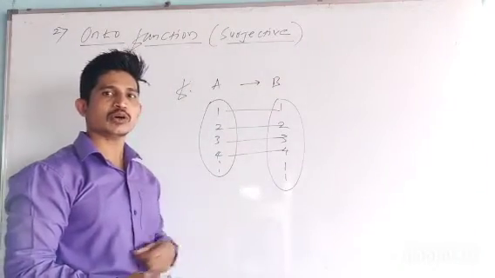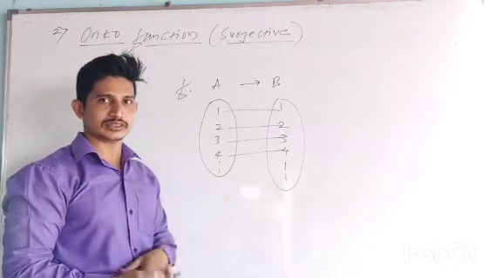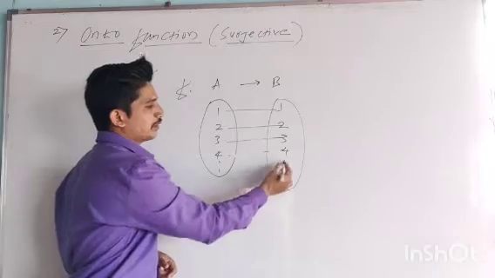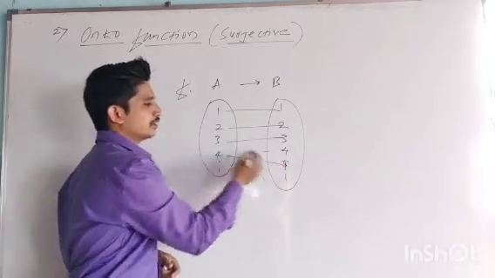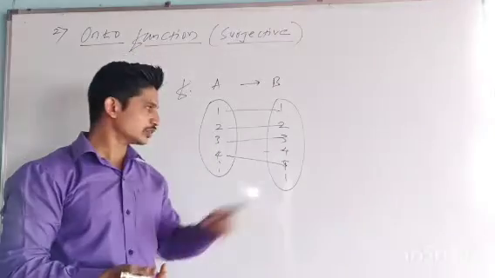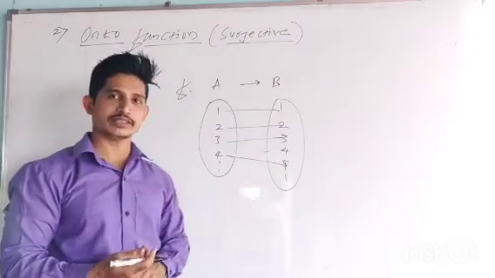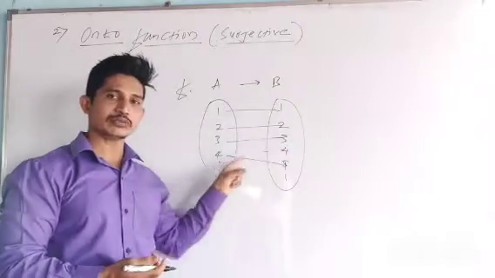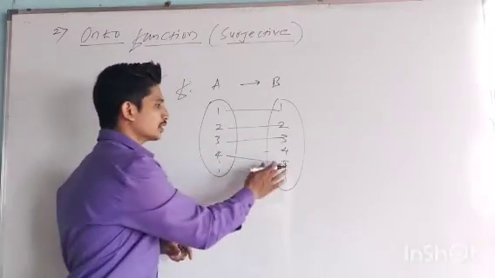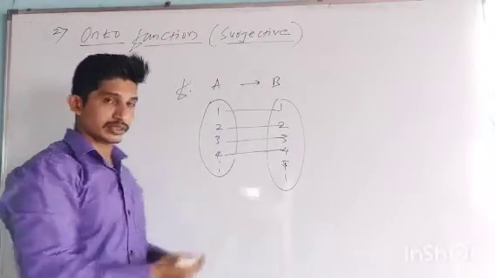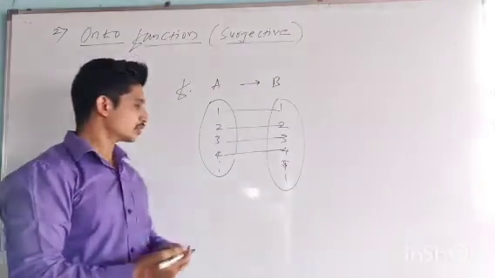Then the function is called what here? Onto function. It means, suppose 4 is not paired, 5 is paired. Then the function is not called onto because 4 is not paired here. So the condition is what? All the elements should be paired. Then the function is called onto function. For 5, yes.